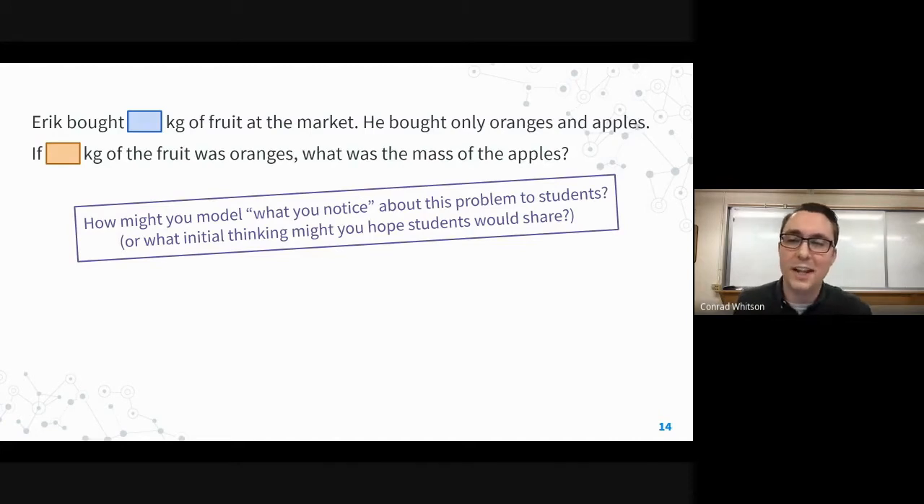Initially, you might get crickets, so you might have to be the one actually sharing your thinking, what you notice about it, what that tells you about the situation, making predictions about what might be under those blanks and what you might need to do, or what might you hope students would say if you were having this math talk as a group. Pop some ideas in the chat.